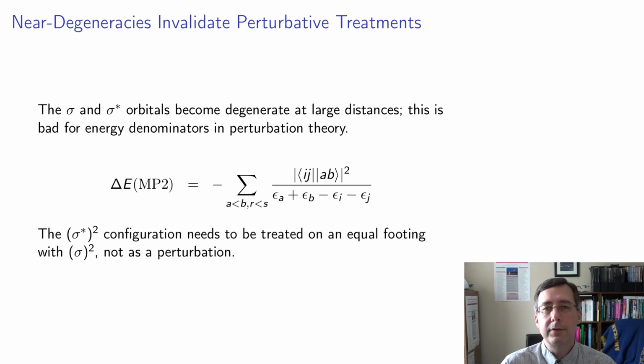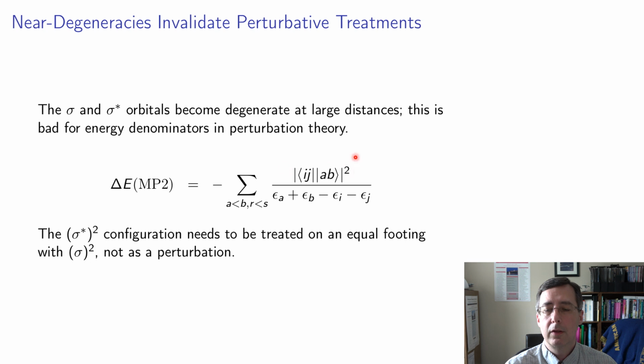Why is perturbation theory bad? Well, it's very easy to see just from this simple formula for the MP2 correlation energy. Your correlation energy, the correction to the Hartree-Fock energy, is a sum over quadruplets of orbitals, two occupied orbitals, i and j, and two virtual orbitals, a and b.